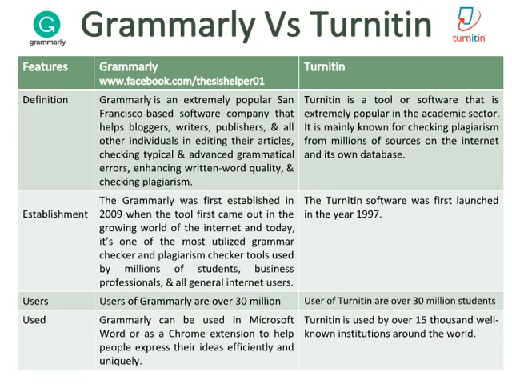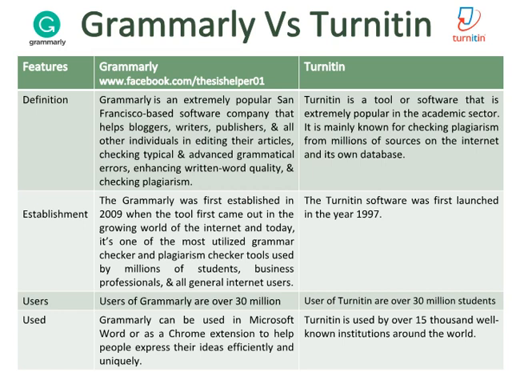Grammarly is an extremely popular San Francisco-based software company that helps bloggers, writers, publishers, and all other individuals in editing their articles, checking typical and advanced grammatical errors, enhancing written word quality, and checking plagiarism. While Turnitin is a tool or software that is extremely popular in the academic sector. It is mainly known for checking plagiarism from millions of sources on the Internet and its own database.